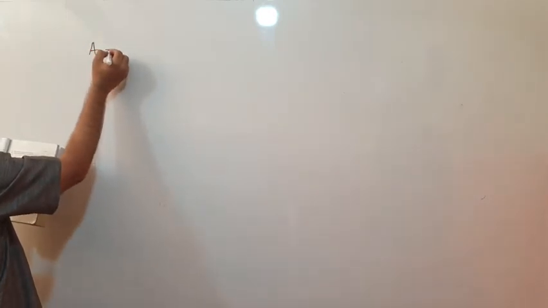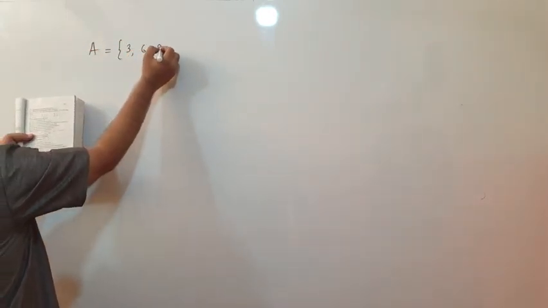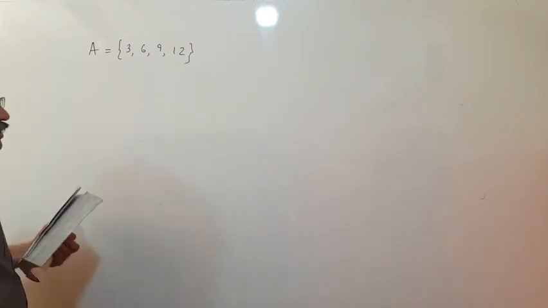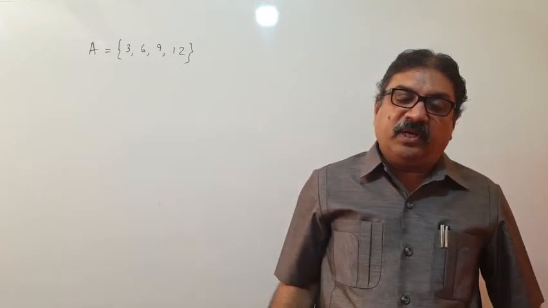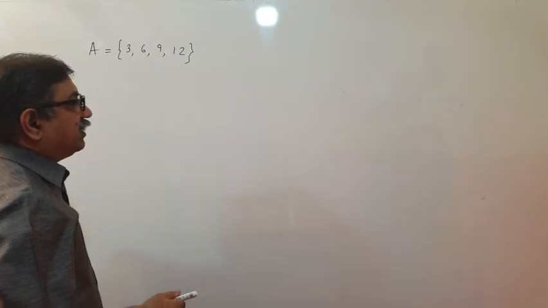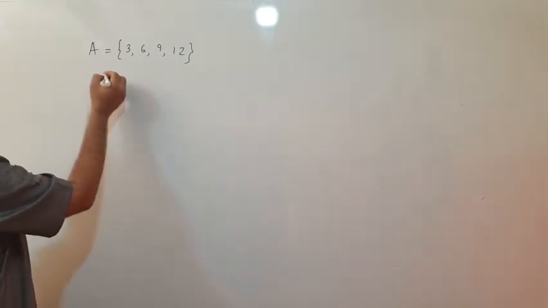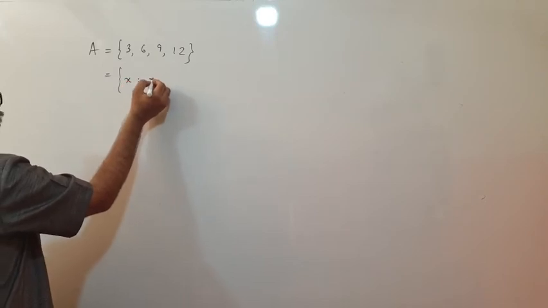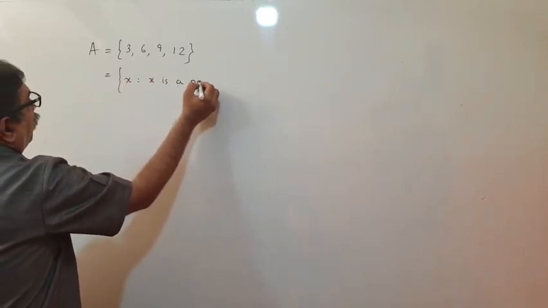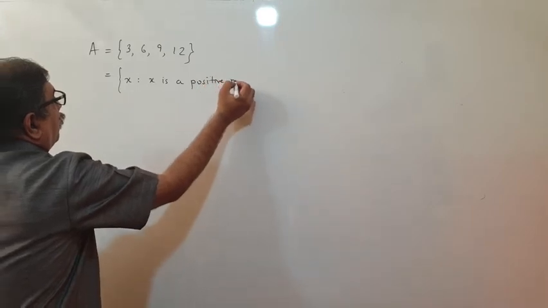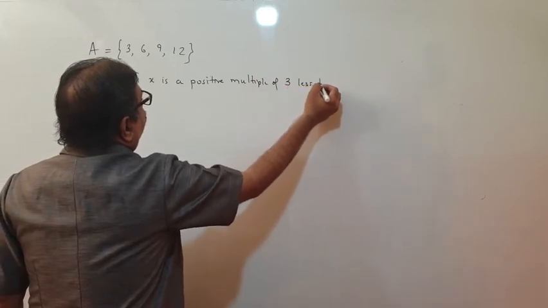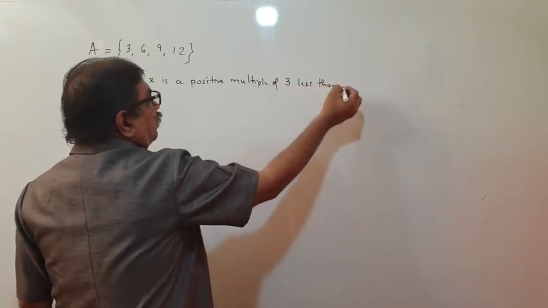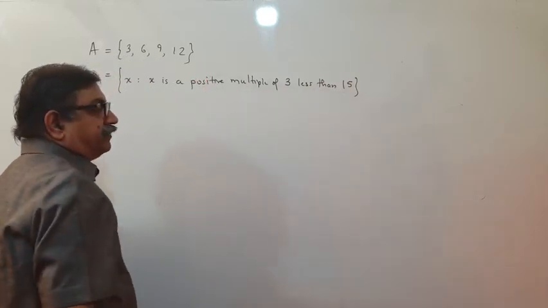Question number 4 is write the following sets in set builder form. I have a set A, which is 3, 6, 9 and 12. I have to identify the property of all these elements. These are all multiples of 3, but they are less than 13 or 14 or 15. So I will write x such that x is a positive multiple of 3 less than, I can write 13 or 14 or 15. It will be up to 12 only.